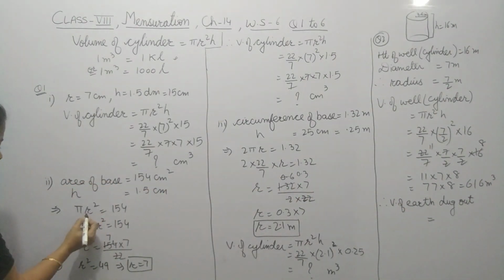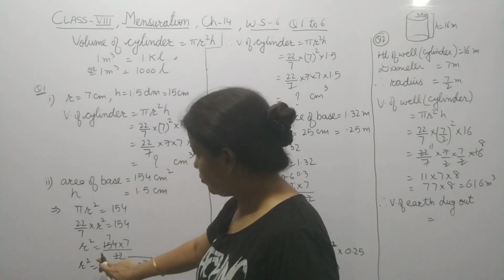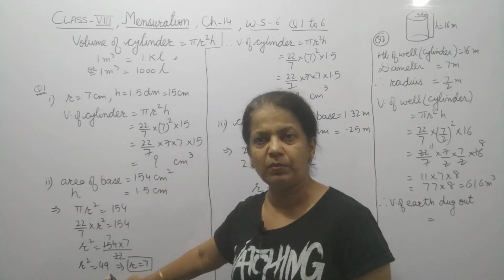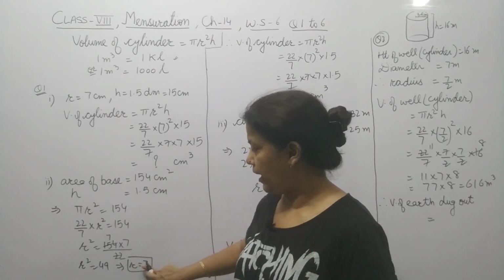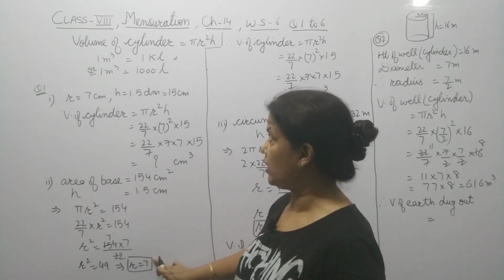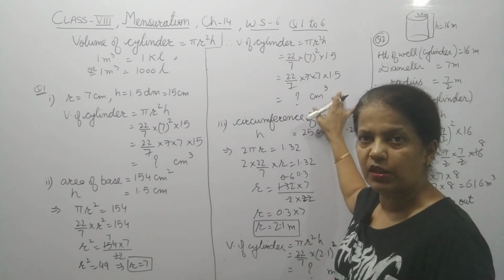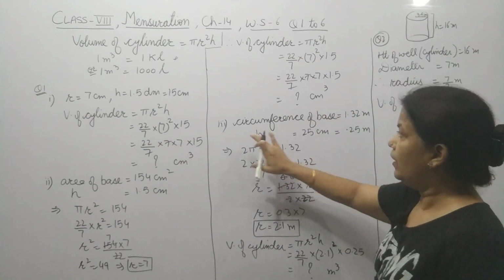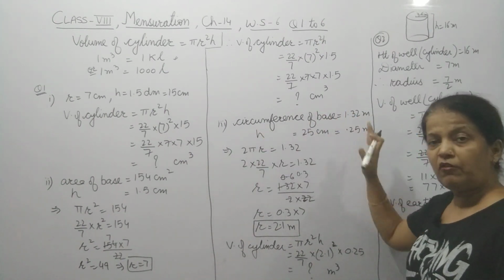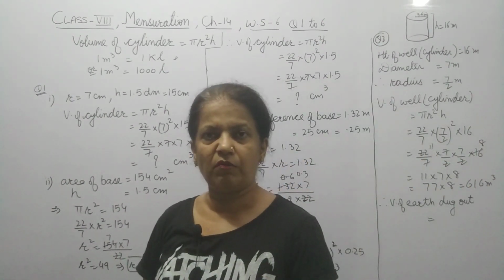Substitute the value of pi here and solve it to get the r square as 49 by doing the cross multiplication, and then you will get r equal 7. Now you will substitute in the formula to get the answer. Clear? Third part, circumference of the base of cylinder is given.